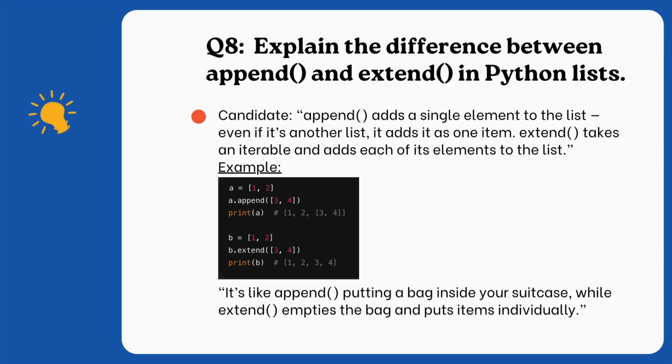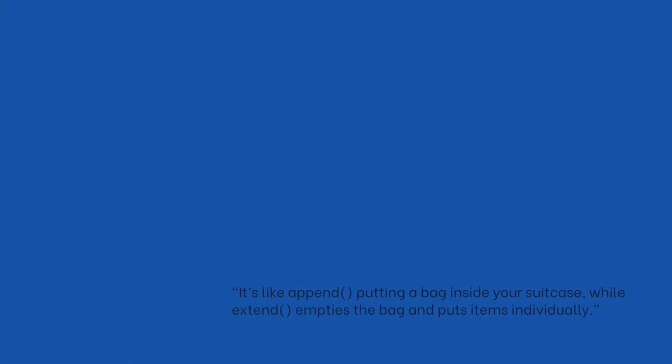Explain the difference between append and extend in Python lists. Append adds a single element to the list, even if it's another list; it adds it as one item. Extend takes an iterable and adds each of its elements to the list. It's like append putting a bag inside your suitcase, while extend empties the bag and puts items in individually.